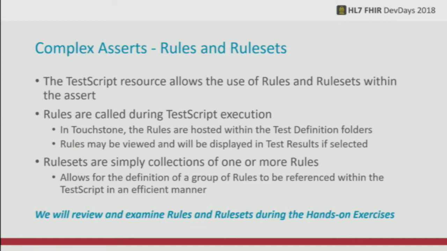Rules are like one piece of logic. So think of that as like one assert. Well, we found that collecting rules together into a group is very advantageous. So I can reuse the same logic over and over again across many different operations, across many different tests. So we've come up with a construct called rule set. And the rule set is really just a collection of pointers to rules. And then in the assert of the test script, you reference either a rule for one or a rule set for a collection. Okay?